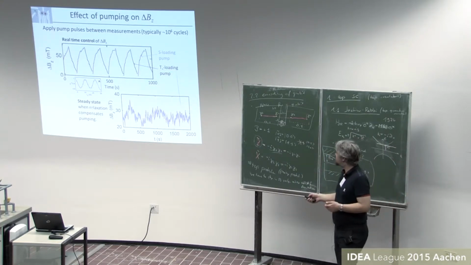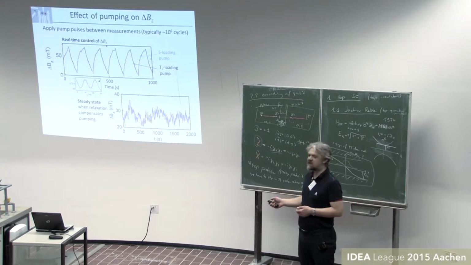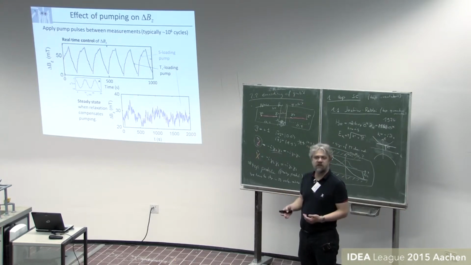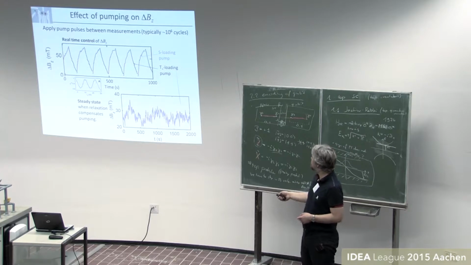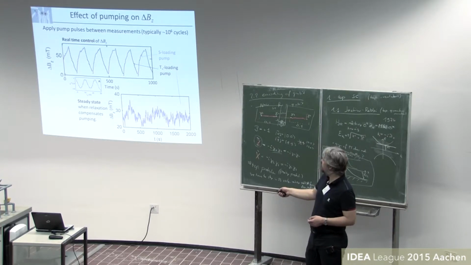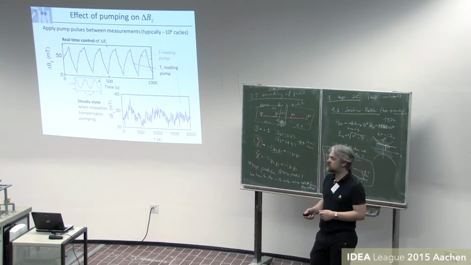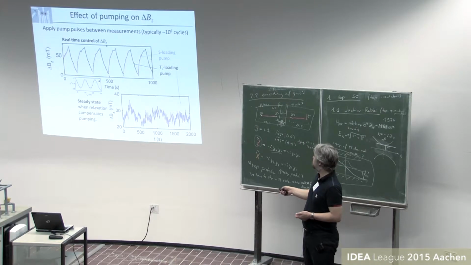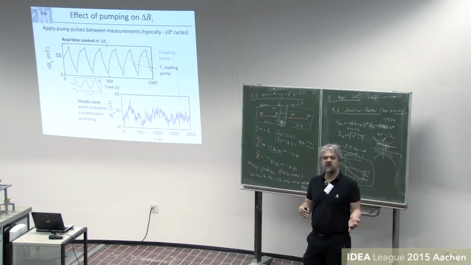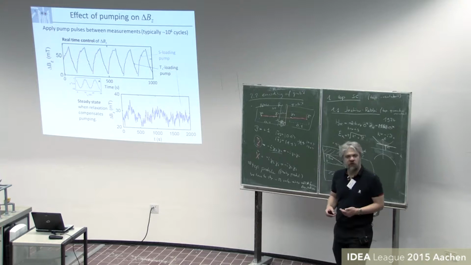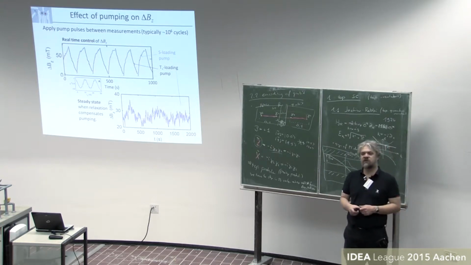One simple possibility is then to create a steady state where relaxation compensates the pumping. It will equilibrate somehow. And what you then see is that you have a finite polarization, which can be up to a few hundred millitesla or so. Here it's a smaller field, which is easier to control. And it fluctuates around this mean value just the same way it would fluctuate around 0 if you had no induced polarization at all.